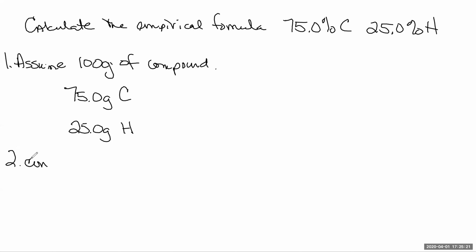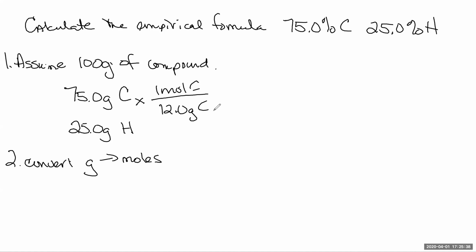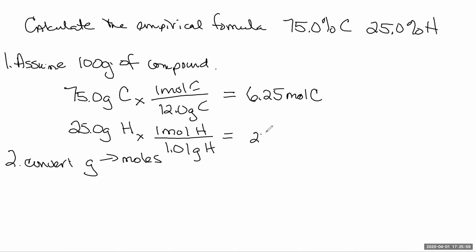The second step is to convert grams to moles. We need to use a molar mass to do this, but since they're always just going to be atoms, you can use the periodic table pretty quickly. 1 mole of carbon is 12.0 grams of carbon from the periodic table. 75 divided by 12 is equal to 6.25 moles of carbon. For hydrogen, 1 mole of hydrogen is going to be 1.0. I'm going to stick with 3 sig figs, so I'm going to say 1.01 grams, and that gives me 24.8 moles of hydrogen.